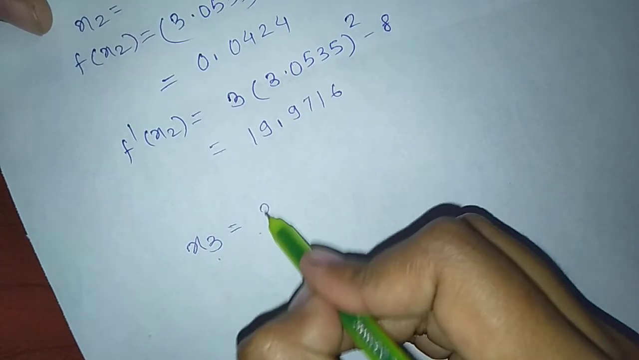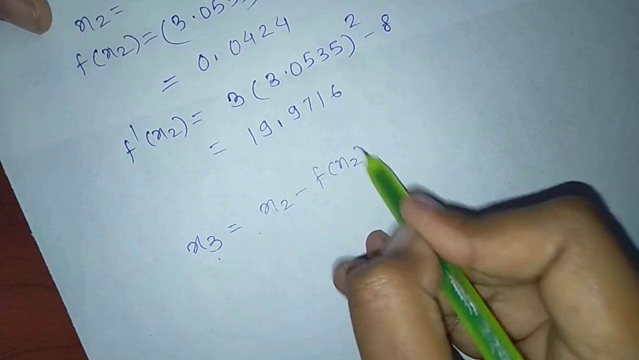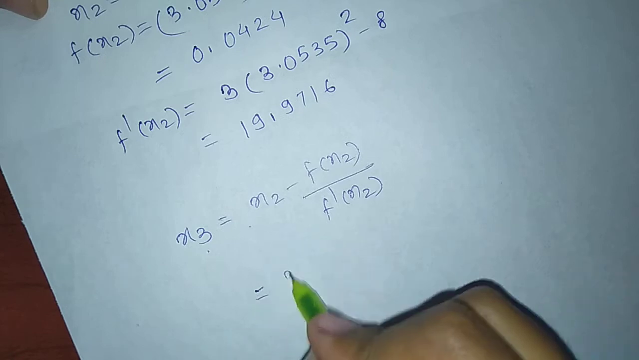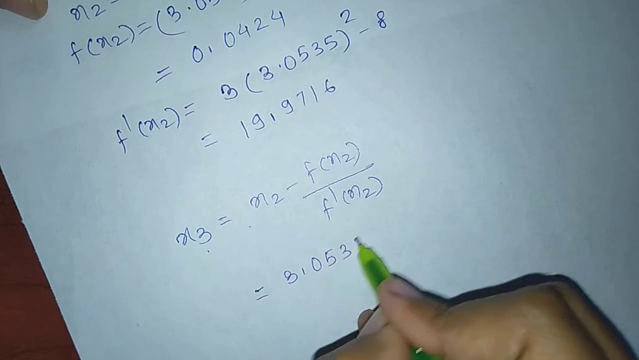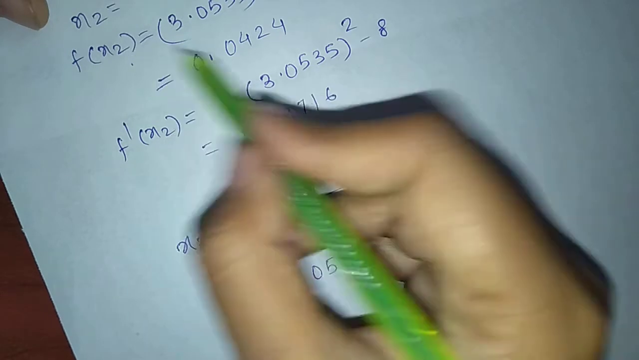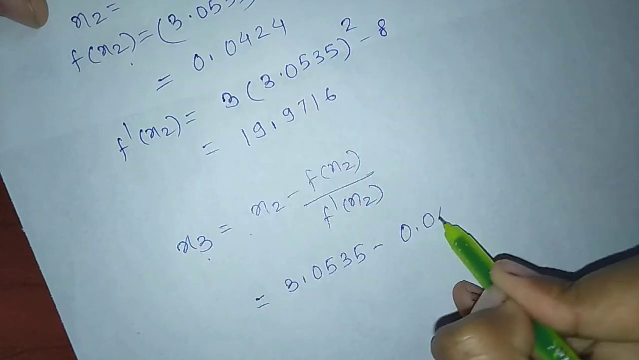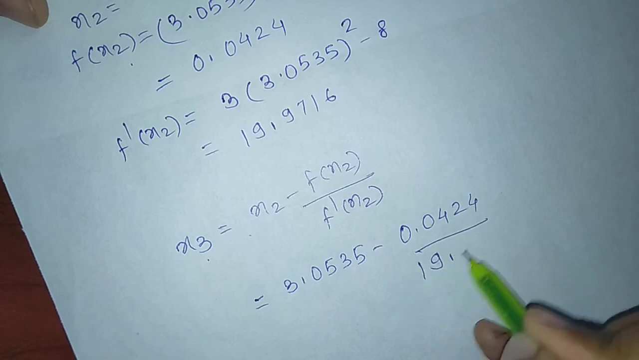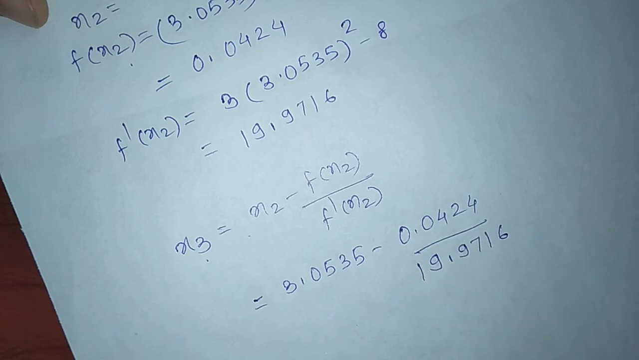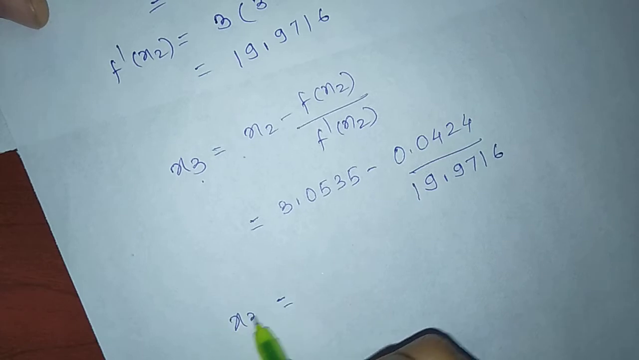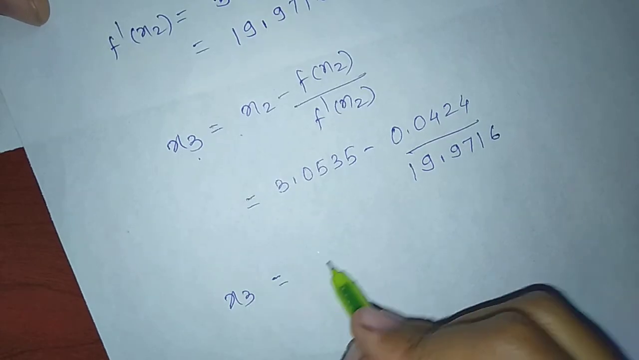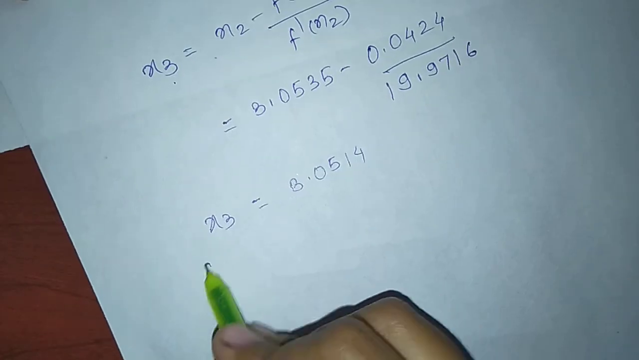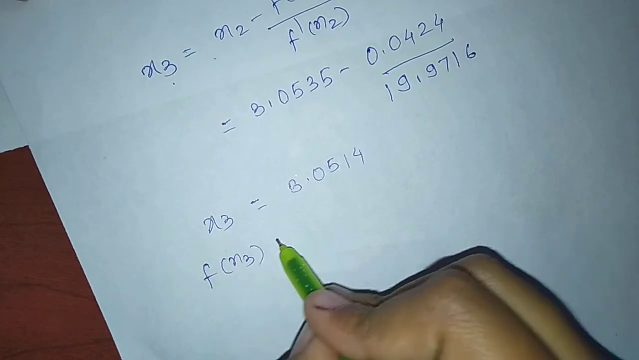x3 equal to x2 minus f of x2 upon f dash of x2. x2 is 3.0535 minus f of x2 is 0.0424 upon f dash of x2 is 19.9716. Therefore, we get x3 equal to 3.0514. Now calculate f of x3 and f dash of x3.